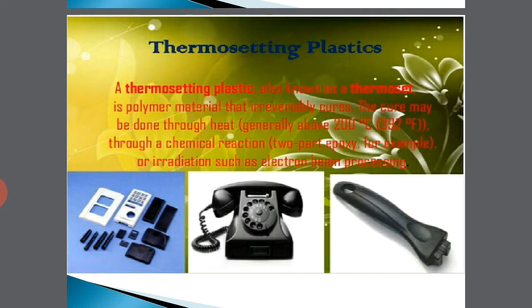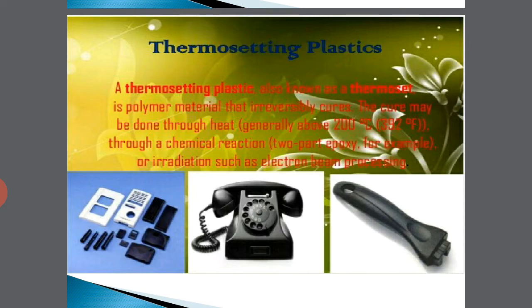Thermosetting plastic, also known as thermoset, is a polymer material that irreversibly cures. Okay, the cure may be done through heat, generally at a temperature of about 200 degrees Celsius or 392 degrees Fahrenheit, through a chemical reaction, two-part epoxy for example, or irradiation such as electron beam processing.